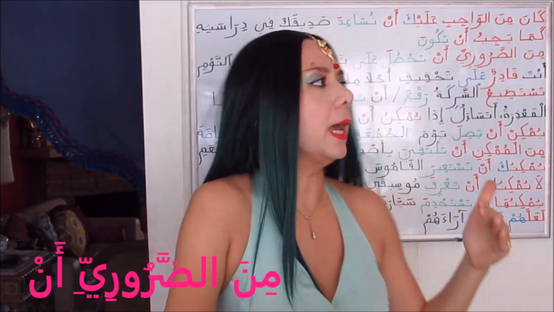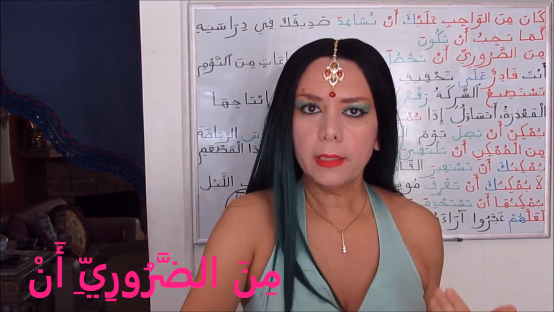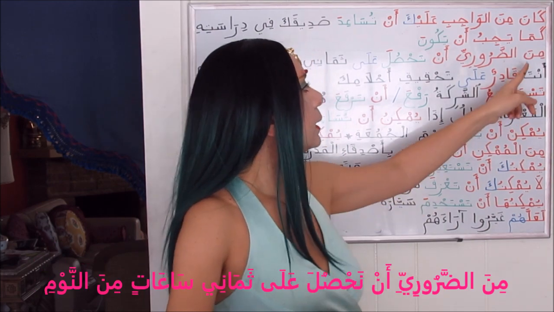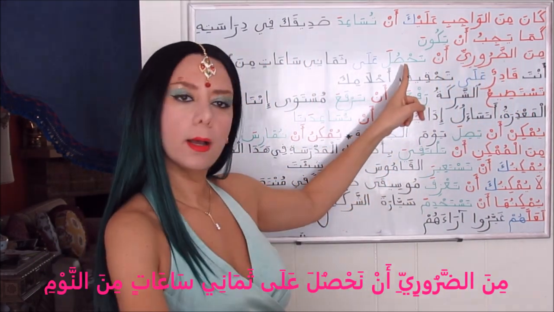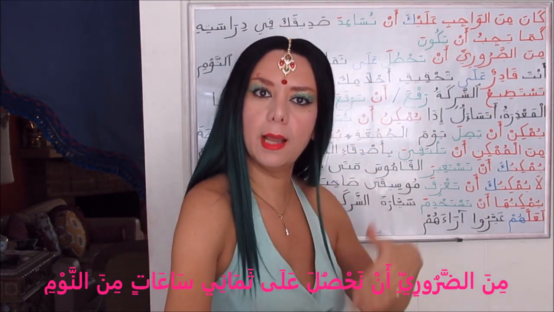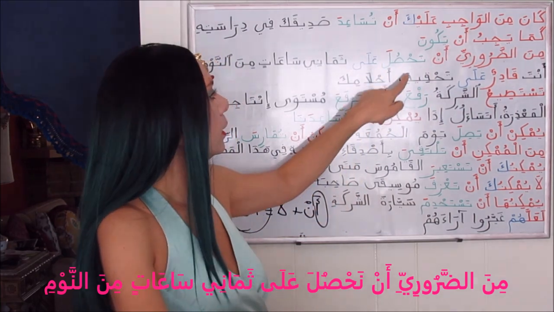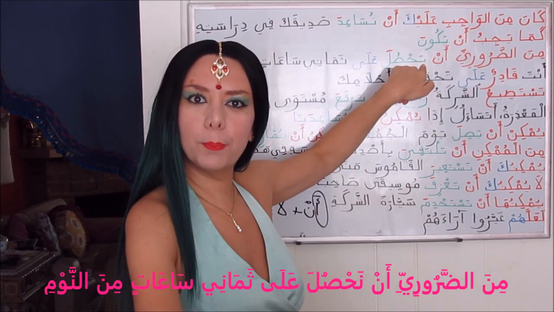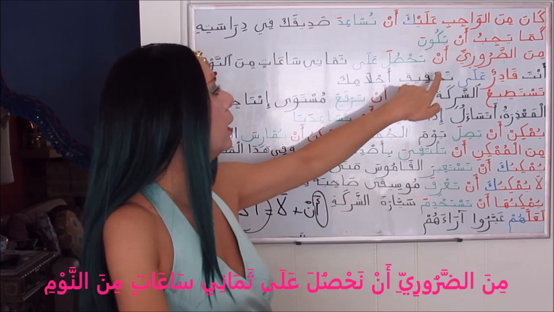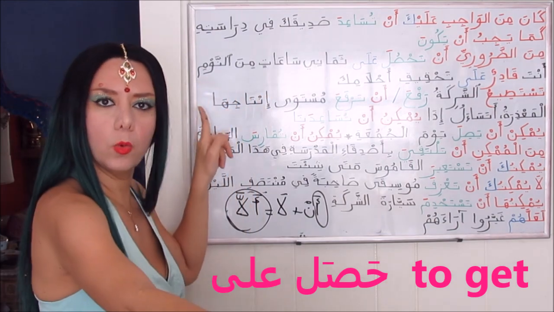من الضروري أن, it is necessary to. من الضروري أن نحصل على. حصل على means to get. حصل has to be followed by the preposition على to complete the meaning. نحصل, نحن, referring to the first person plural, conjugated in the imperfect subjunctive with the sign of فتحة at the end. نحصل على ثماني ساعات من النوم.